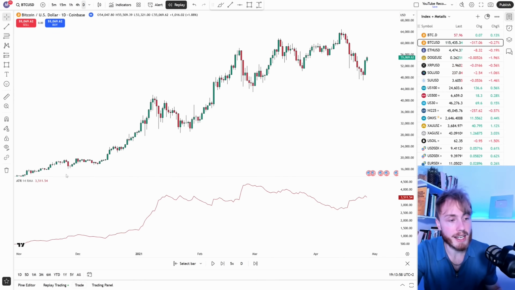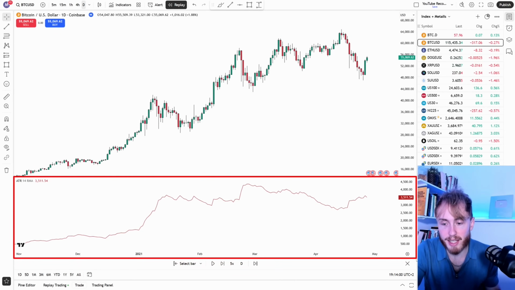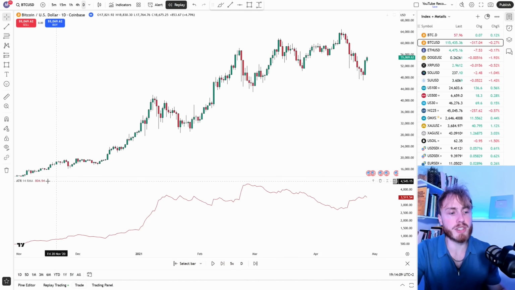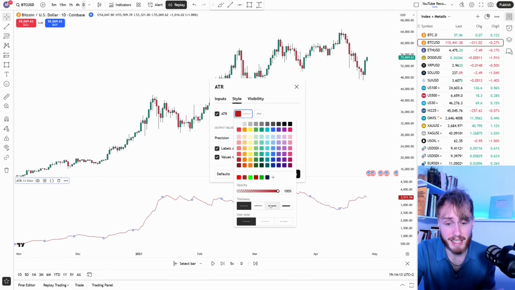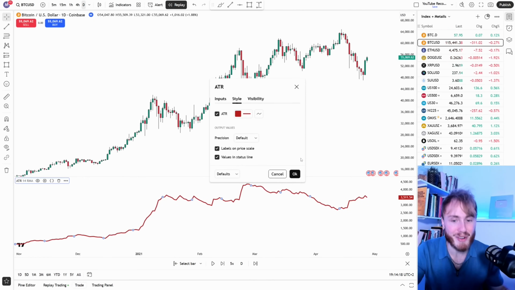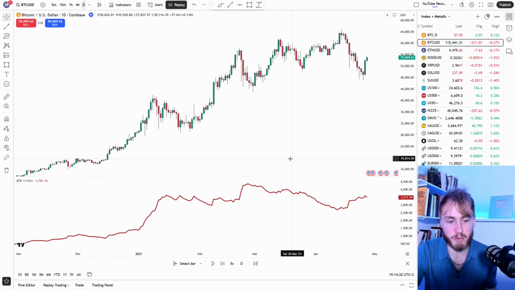And as you can see, now the ATR indicator has appeared here in the bottom of our chart. And the first thing I want to do, I just want to change the settings a bit here so you can see the ATR more clearly. I'm just going to increase the width here of the ATR line, so hopefully you can see.